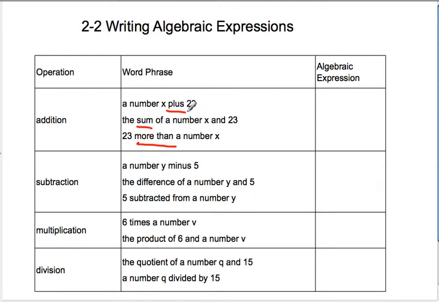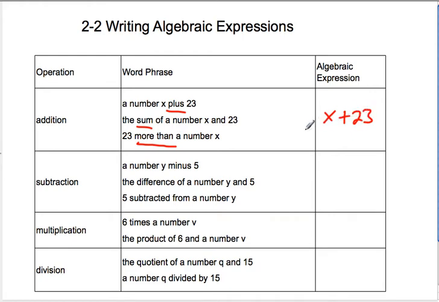Each one of these phrases represents the same algebraic expression. A number x plus 23 will look like this: x plus 23. The sum of x and 23, 23 more than a number x. Notice that the 23 comes after x, because when you say 23 more than something, you're starting with something and then you're making it 23 more than that, which means the 23 goes after.